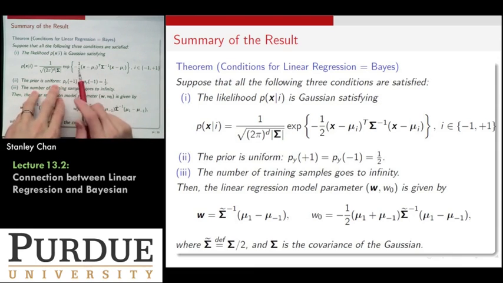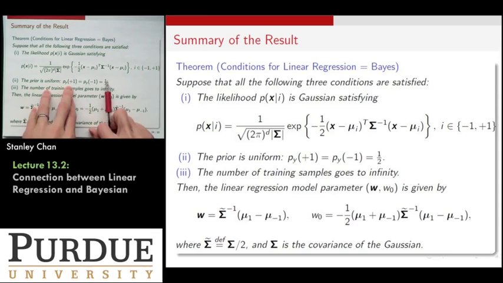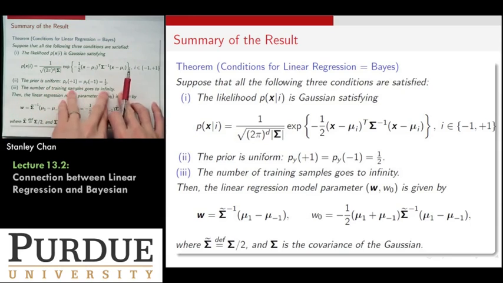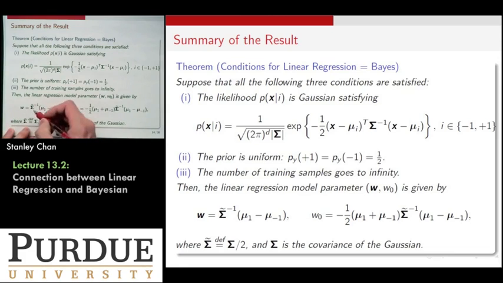And what else? The prior is uniform, so the prior of getting +1 and -1 is uniform. And then the number of training samples goes to infinity. Then some magical thing will happen. The magical thing is that your W is given by this equation, and your W0 is given by that equation.